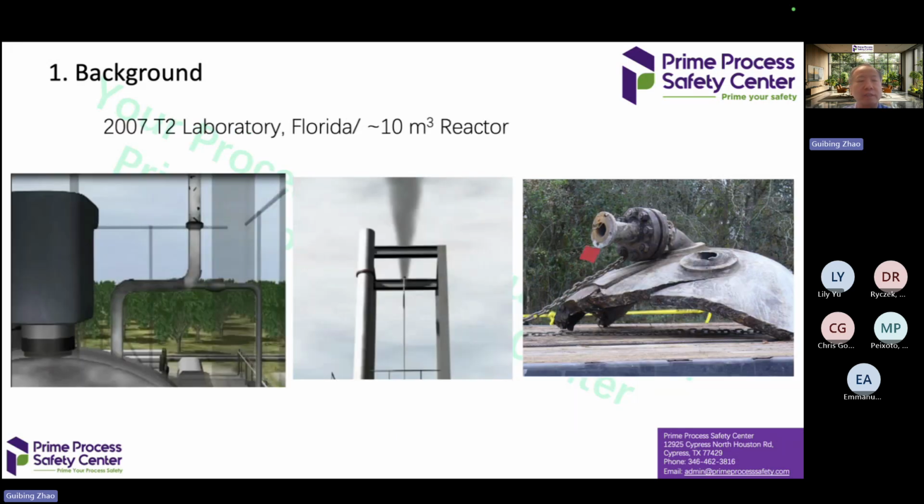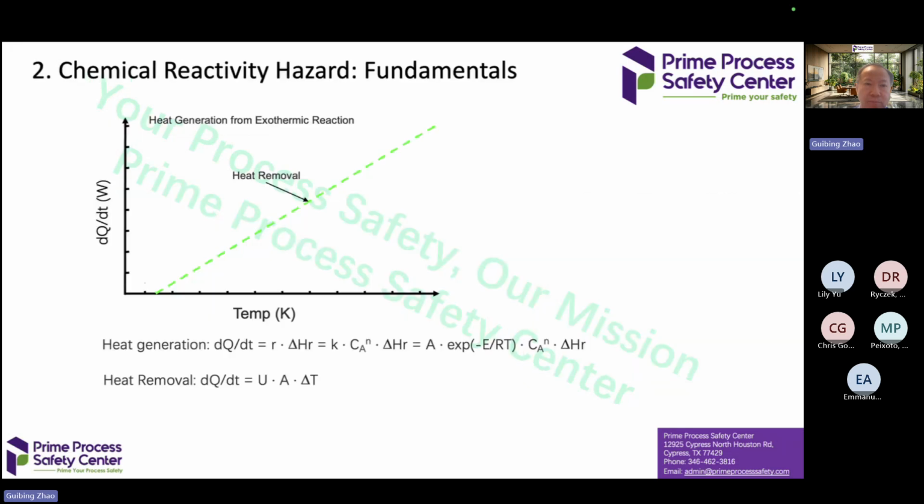Probably everybody knows the 2007 incident in Florida, US, where the T2 Laboratory also had a huge runaway reaction that caused a reactor burst. That also killed lots of people. Later on, we're going to share more information about this incident. You can see the reactor was 3 inches thick, and it totally burst. This is typically caused by a runaway reaction from chemical reaction hazard.